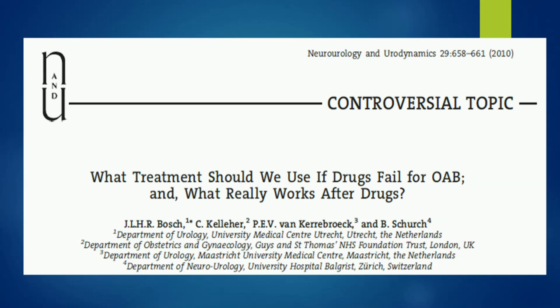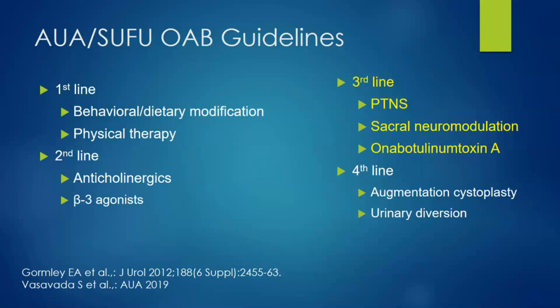And this has been a topic of conversation for a long time. So Dr. Vasavada actually just gave the update on the AUA, AUA SUFU guidelines for overactive bladder just a day or two ago on the plenary. Third line therapies is what we're really going to be focusing on today. So posterior tibial nerve stimulation, sacral neuromodulation, and onabotulinumtoxinA injections of the bladder. And now fourth line therapies rather than other therapies, the augmentation cystoplasty and urinary diversion.